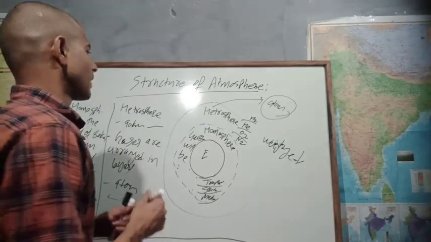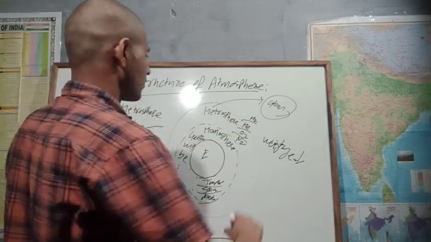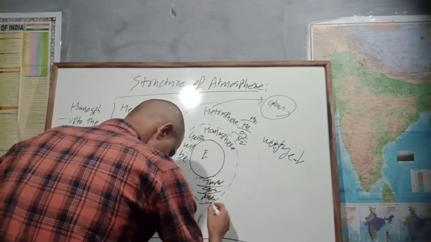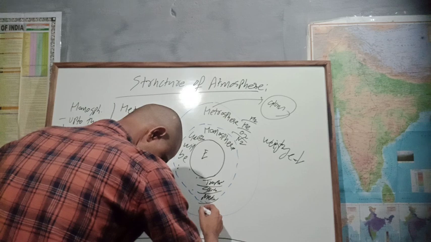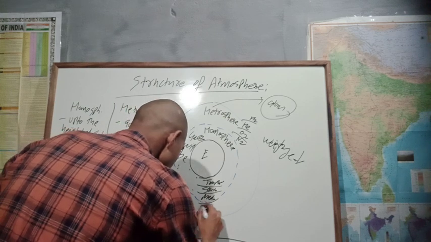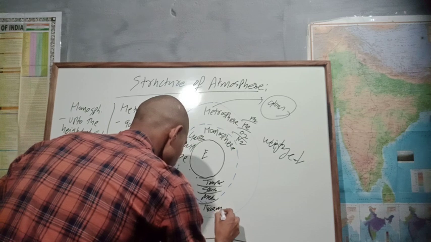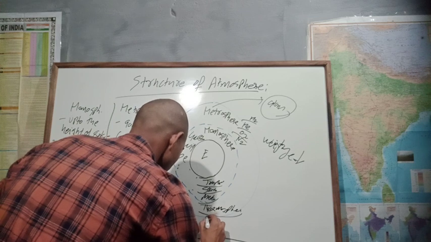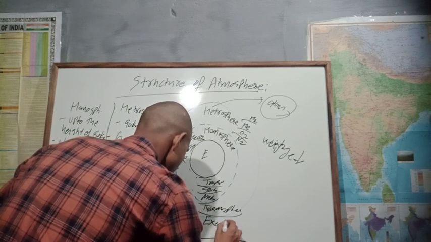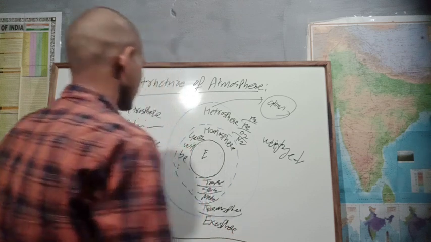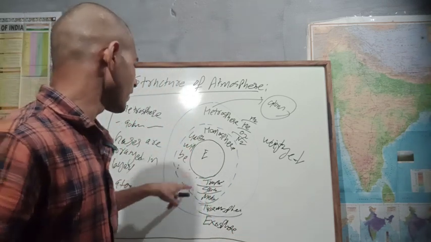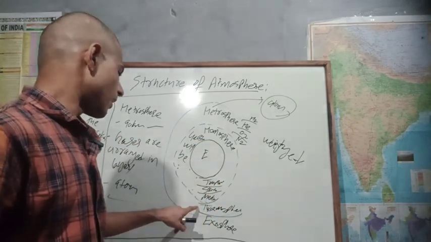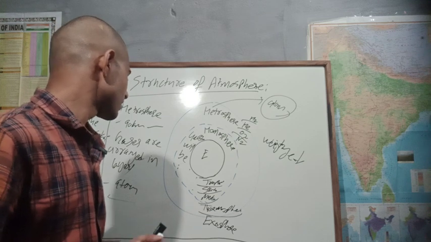But this heterosphere is divided into two layers. Now, what are these two? I'm going to write it here. The upper one is thermosphere, and the last one is exosphere. So homosphere is divided into three layers: troposphere, stratosphere, mesosphere. But heterosphere is divided into two: thermosphere and exosphere.